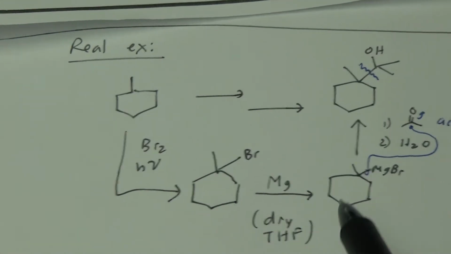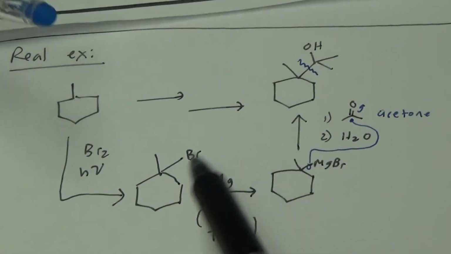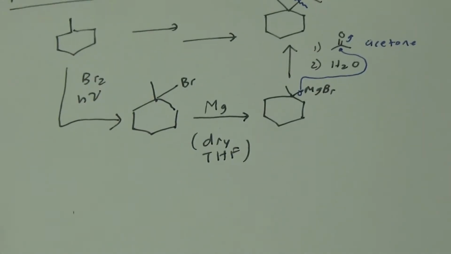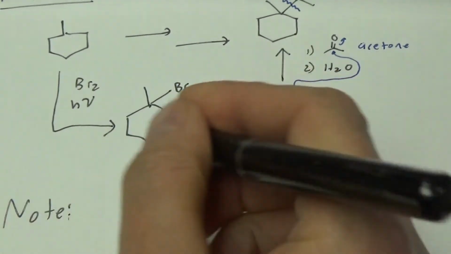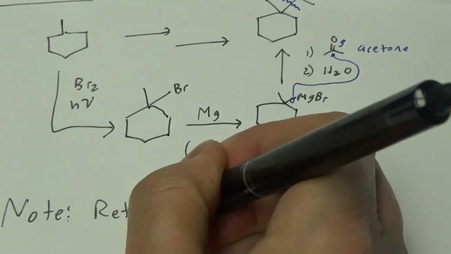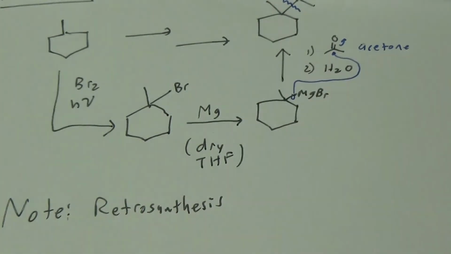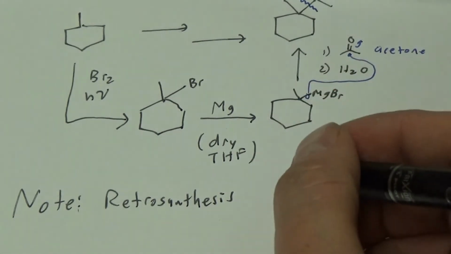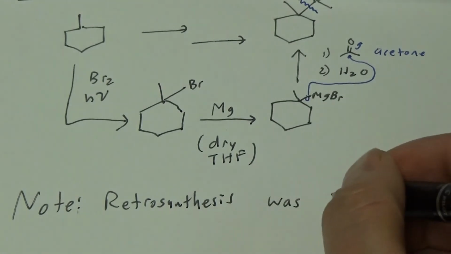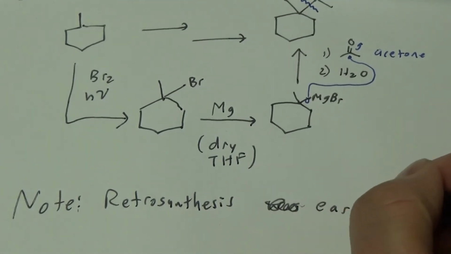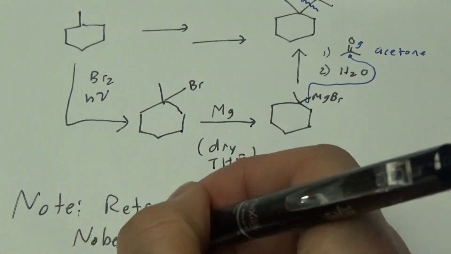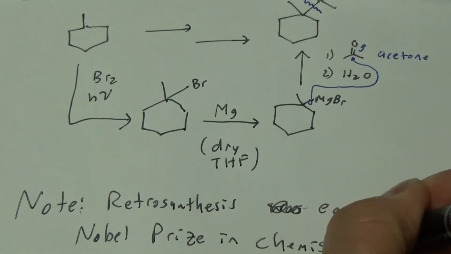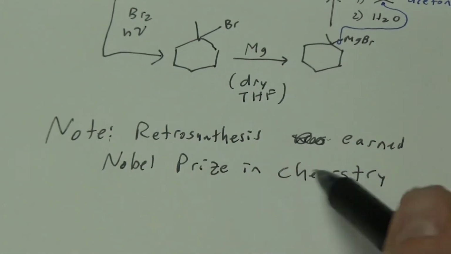So this is a really cool process that we're going to have a lot of examples and practice of. Just as a little side note, this concept, retrosynthesis, might not seem that crazy. It's like, oh, just work backwards, right? This was a Nobel Prize in chemistry. Retrosynthesis earned the Nobel Prize in chemistry. The concept, simply just going backwards in terms of synthesis, was a Nobel Prize in chemistry.